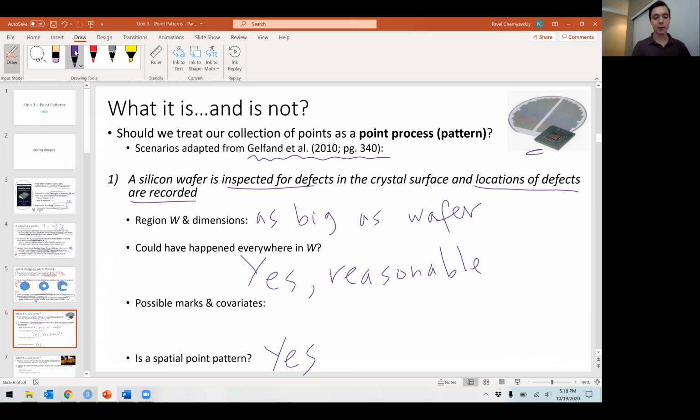Possible marks and covariates. I'm saying it like this to drive home the difference between a mark, which is the characteristic of the recorded point, and the covariate, which is the characteristic of your observation window. Covariates happen whether or not you observe the data point there. A possible mark might be the severity of the defect. That's a good thing to record. The size of the defect.